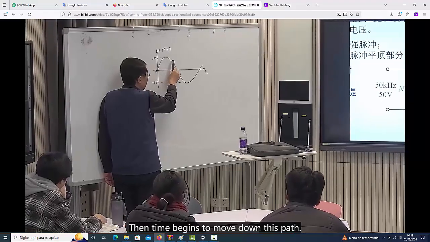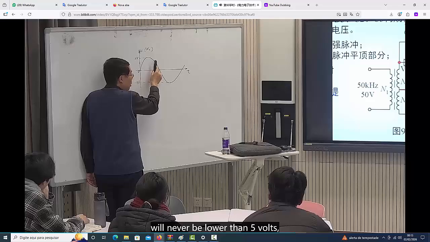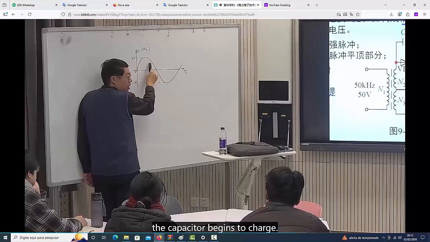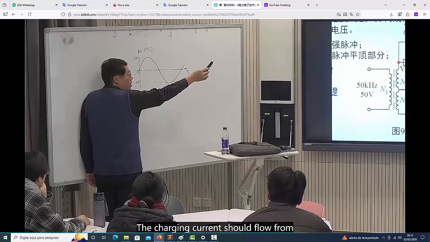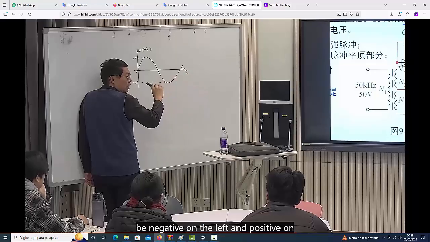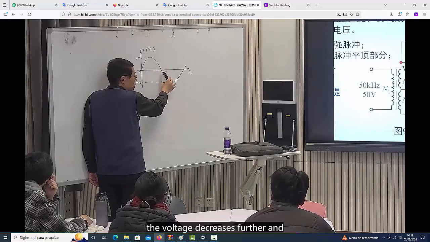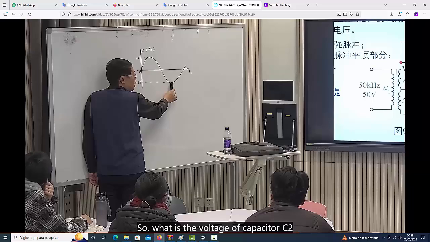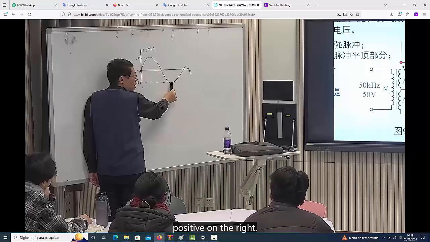Then time begins to move down this path. Notice that the voltage at the blue dot will never be lower than 5 volts, while this one is already below 5 volts. At this point, the capacitor begins to charge. This is the voltage at the red dot on the left. The charging current should flow from blue to red. As a result of charging, the voltage across the capacitor should be negative on the left and positive on the right. As this process continues and time passes, the voltage decreases further and further, reaching its lowest point at negative 5 volts. So what is the voltage of capacitor C2 now? It's definitely negative on the left and positive on the right.